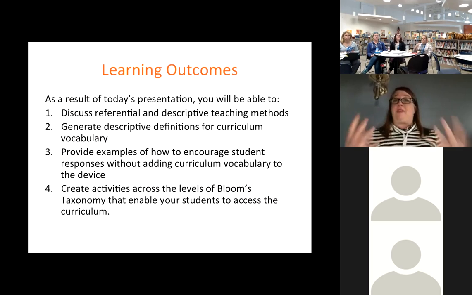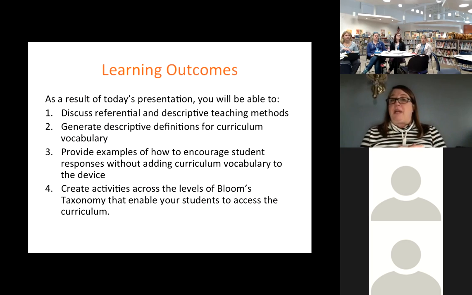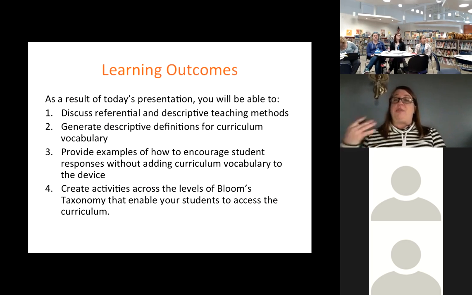I'm hoping that as a result of today, you'll be able to talk about the difference between a referential and a descriptive teaching approach. You'll be able to generate descriptive definitions for curriculum vocabulary. You'll be able to provide examples of how to encourage student responses without having to add curriculum vocabulary to your student system. And you'll be able to create activities across the levels of Bloom's taxonomy. And we'll talk towards the end about Bloom's taxonomy for those of you who might not be familiar with what that is.